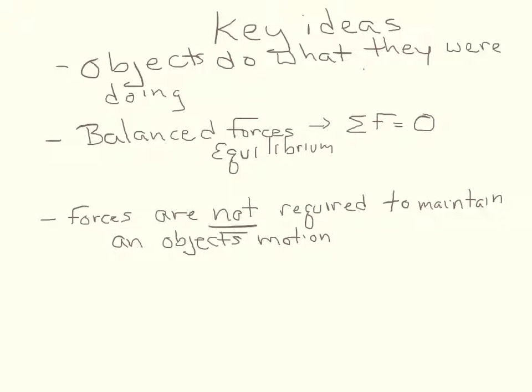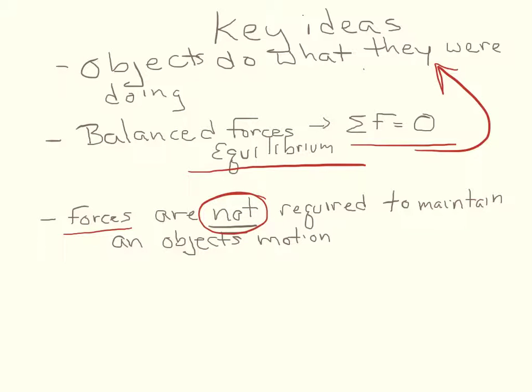So, here are the key ideas. Objects do what they were doing. So an object at rest will stay at rest. An object in motion will stay in motion. Now, this only occurs when our forces are balanced. So if the net forces, or the sum of the forces acting on the object, are in equilibrium, objects will continue to do what they were doing. Now, remember our big misconception. Forces are not required to maintain an object's motion. If all of that makes sense, you've got Newton's first law of motion.